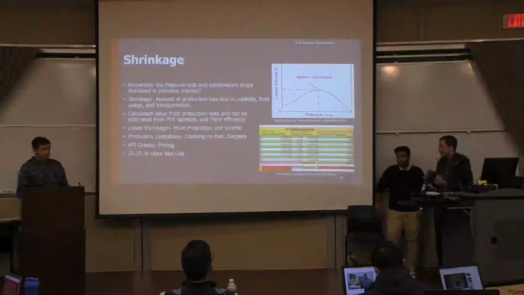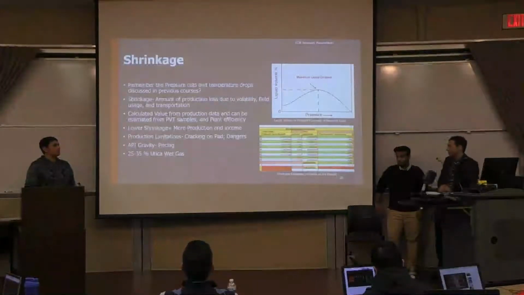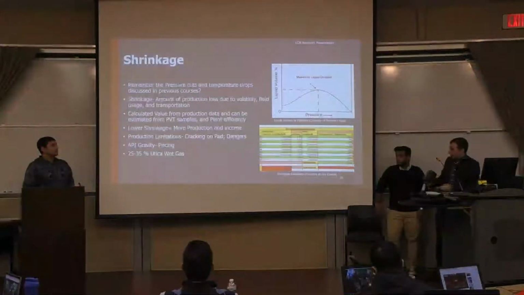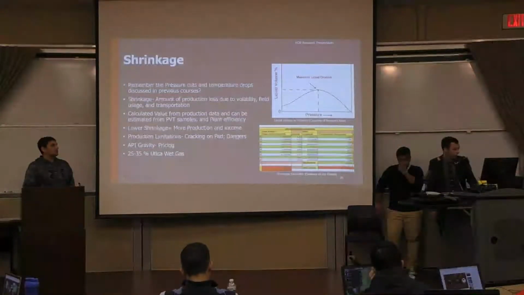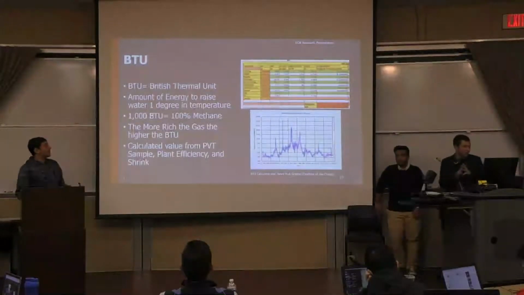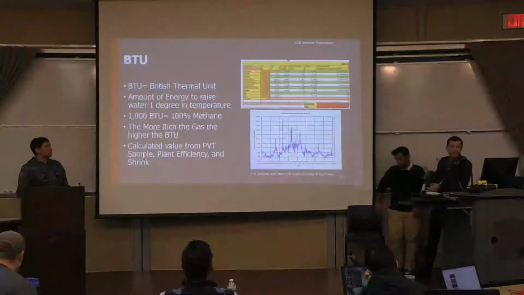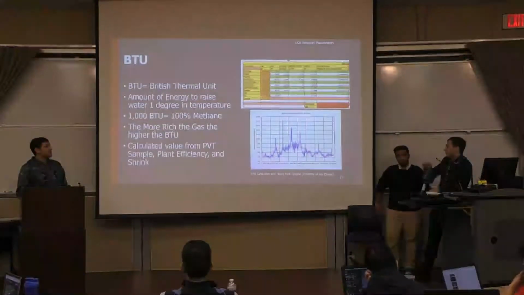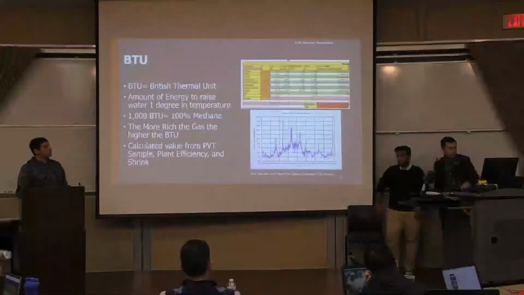Obviously, if we could crack everything on pad, we would, but it's pretty dangerous, so we don't. That's the kind of limitation we reach. You also have gravity, as well as in the Utica specifically, I've seen pretty high shrinkage, 25 to 35%. BTU also dictates it, which is the amount of energy to raise water 1 degree. The richer the gas, the higher the BTU. We also calculate that from the same parameters: PVT sample and plant efficiency.